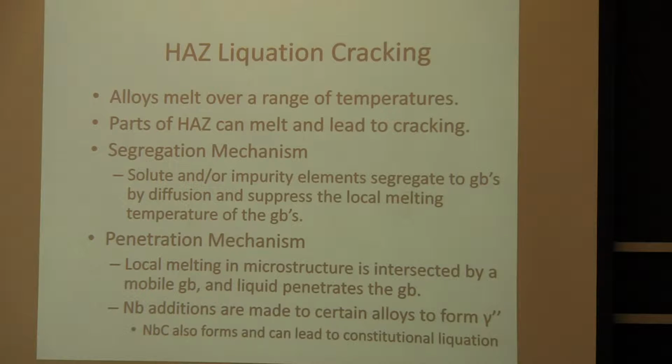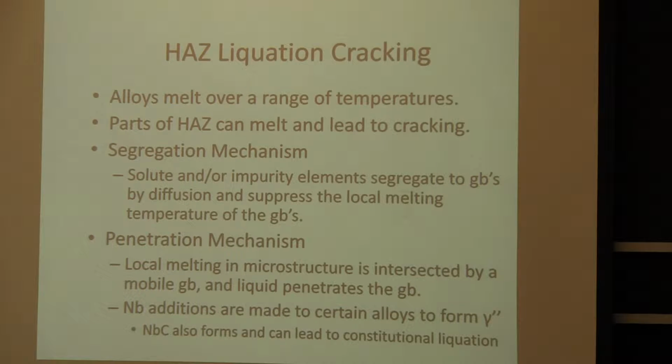One is a segregation mechanism, and the way that happens is there's solute or impurity elements that segregate to the grain boundaries because of the heat of welding. The diffusion is higher, and some of these elements can diffuse to the grain boundaries, and what happens is they suppress the local melting temperature along the grain boundaries.